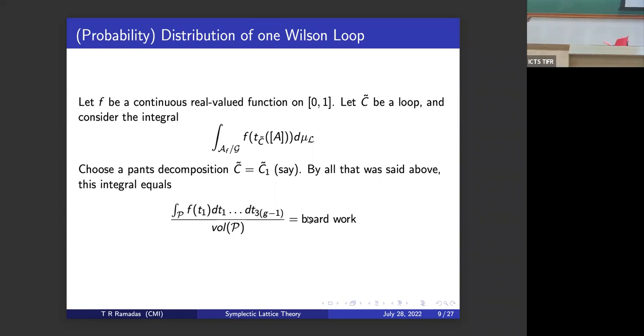Okay. So now with all this, in fact, let's do some board work. Let us compute the distribution of one Wilson loop. Because as I said, now that we've normalized the Liouville measure to have total volume 1, we can pretend we are doing probability and talk about distributions of variables.